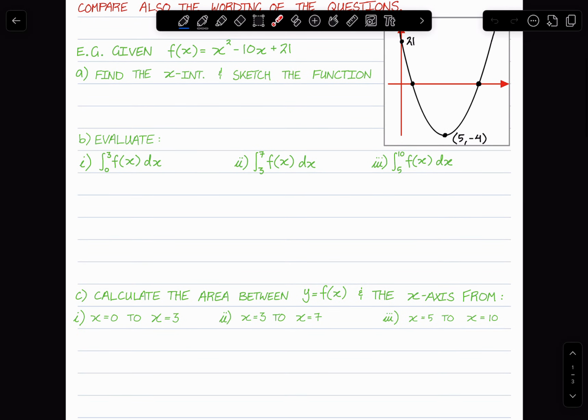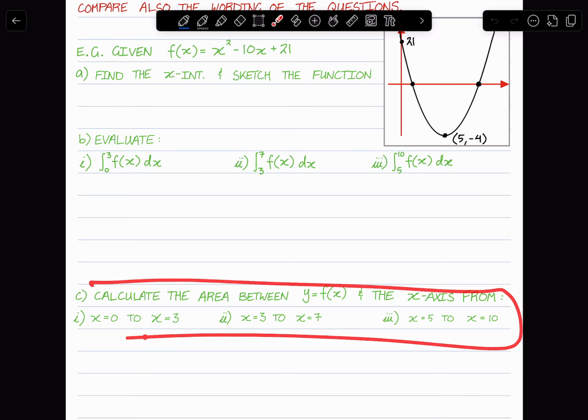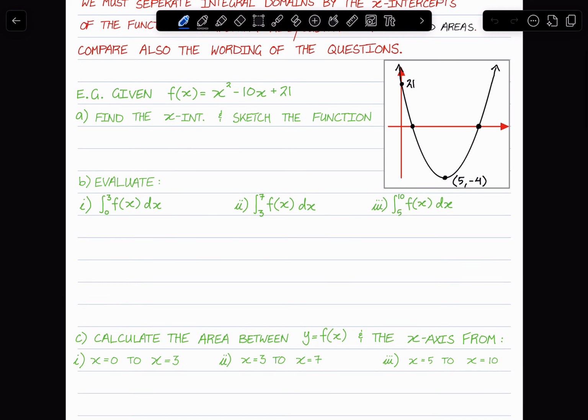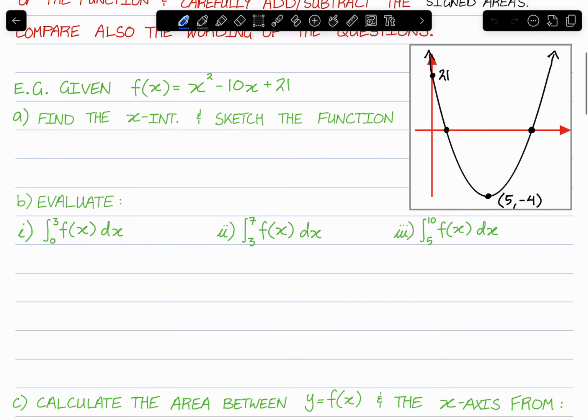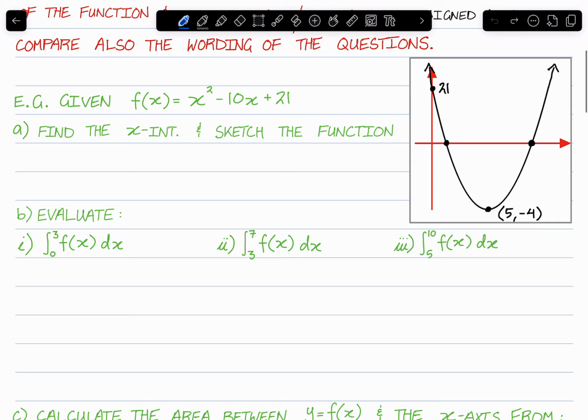So here we go. We're going to compare, in part B of this question, you can see we have definite integrals, whereas part C is what we will be focusing on in this skill. Part A is first, we need to find the x-intercepts and sketch the function. I've already drawn it out here. But for this, instead, I just need to know what these x-intercepts are.